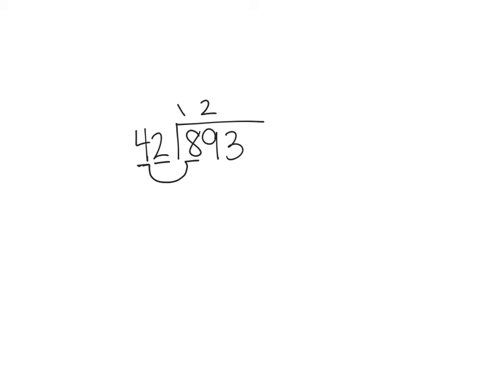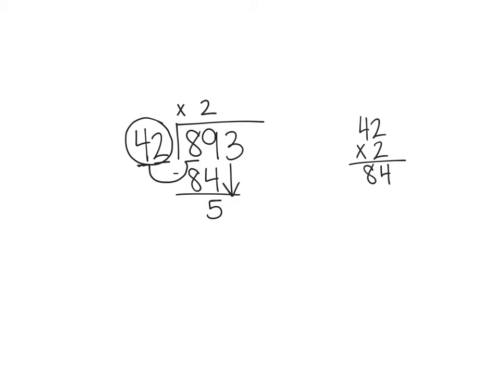So you put a 2, and it's not just 2 times 4, it's 2 times 42. So off to the side, you're going to multiply 42 times 2. When you do that, you're going to get 84. So 84 is less than 89, so I know that that works. So I subtract here. I'm going to get 5, and now I bring down my 3.